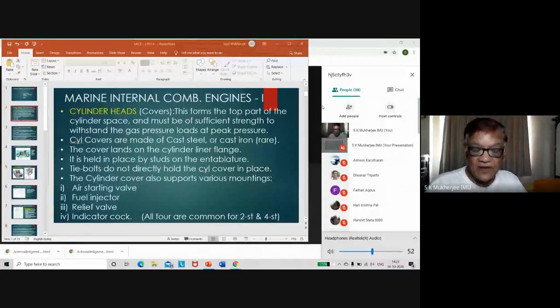The only way to find it out is when you make a crankcase inspection. That means the engine is stopped, you go in the crankcase and you check everything, and you will find that the tie rod has dropped in the sump. It is resting on the sump. The whole tie rod is broken.